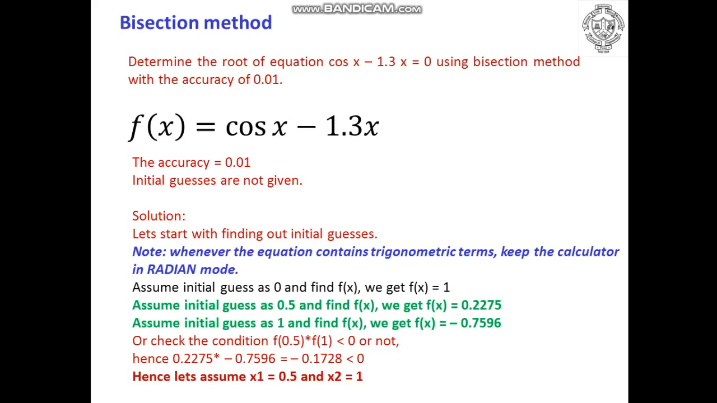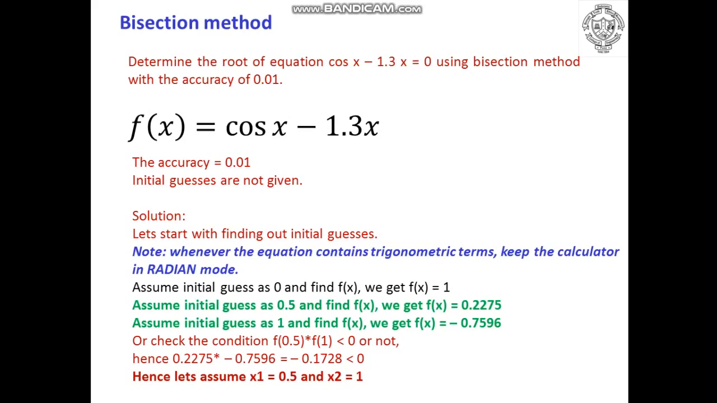Now let us assume next initial case as 0.5 and calculate f of x, that is cos 0.5 minus 1.3 into 0.5. We get f of 0.5 is equal to 0.2275, which is also positive. So if you consider initial cases as 0 and 0.5, these two initial cases will be wrong because sign of both the functions is same, or it is positive. So let us assume next initial case as 1 and let us find the respective function.